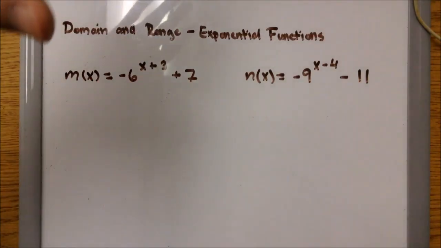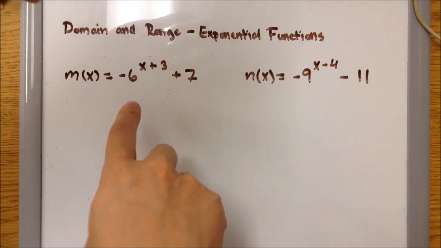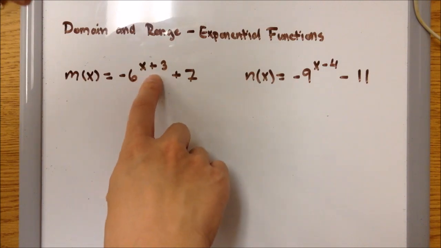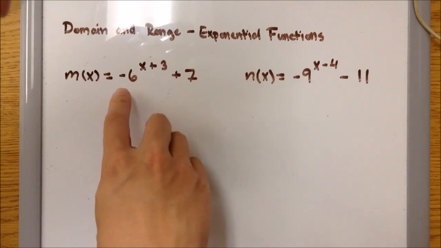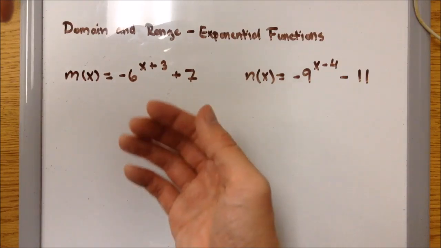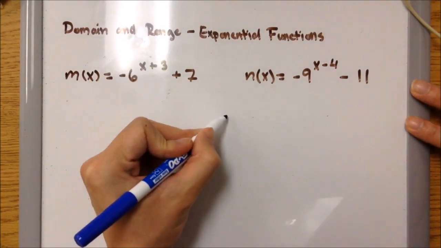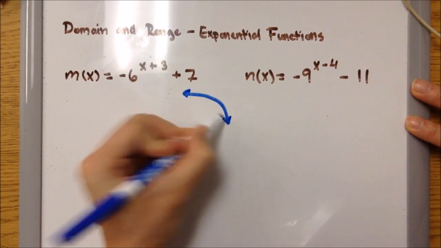Alright, in example 5, we have m of x equals negative 6, and that's our base. So our base is negative 6 to the power of x plus 3, plus 7. Now, if we review a transformation, when our base is negative, the graph reflects over the x-axis. So basically it flips. So our graph would be this form.